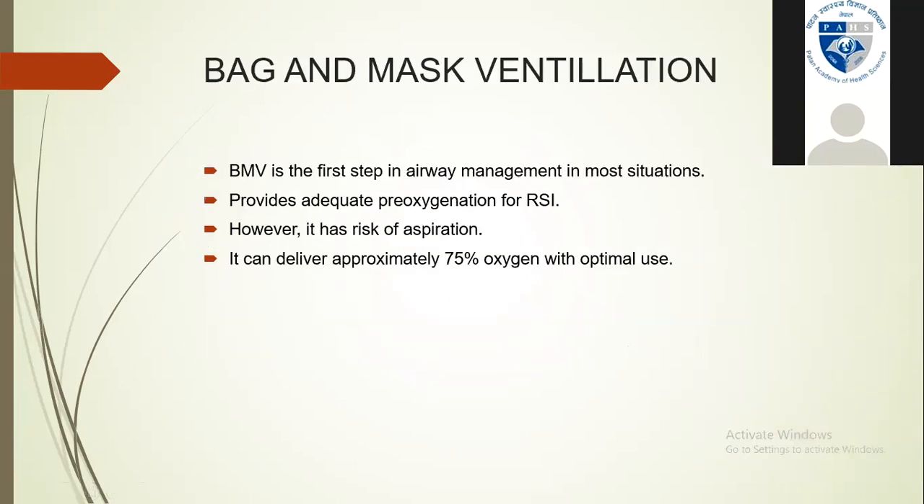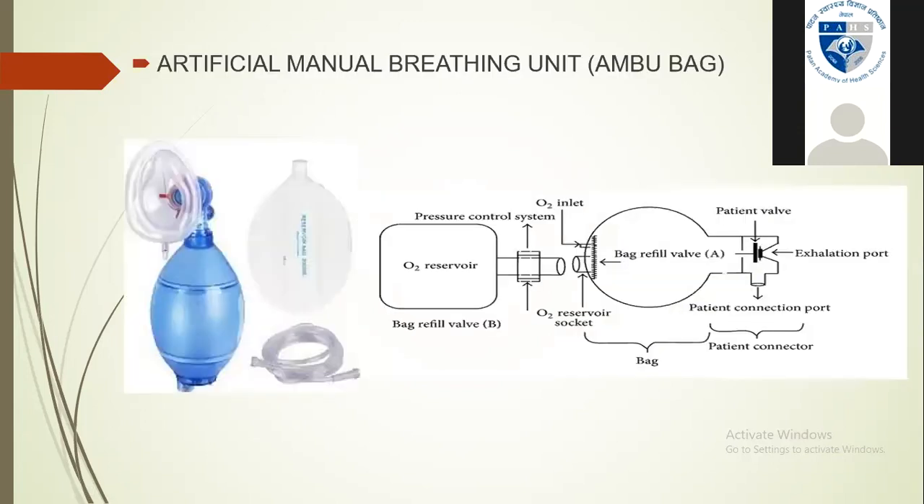Next, a commonly used device is bag and mask ventilation. It is always the first step in management in most situations, and it also provides adequate pre-oxygenation for rapid sequence intubation. However, it has a high risk of aspiration and is designed to provide around 75% oxygen.